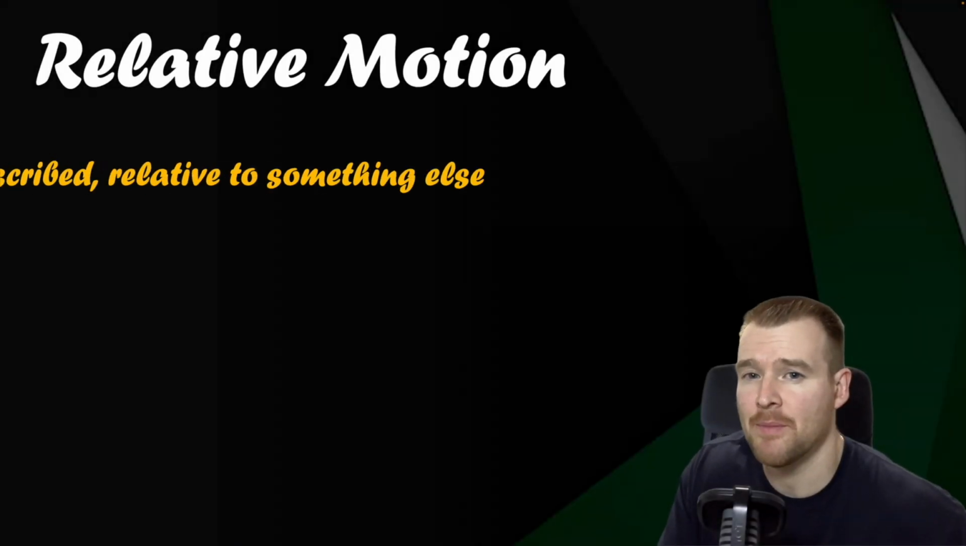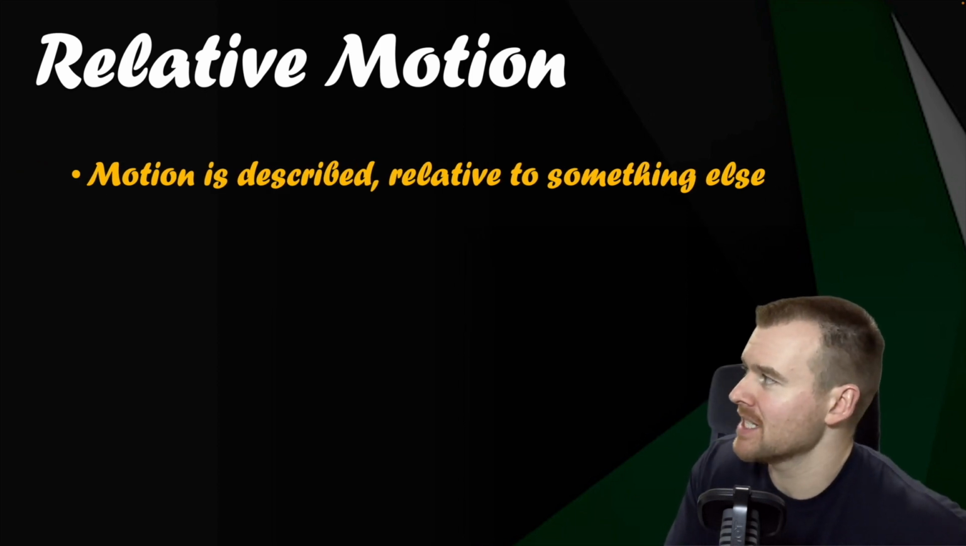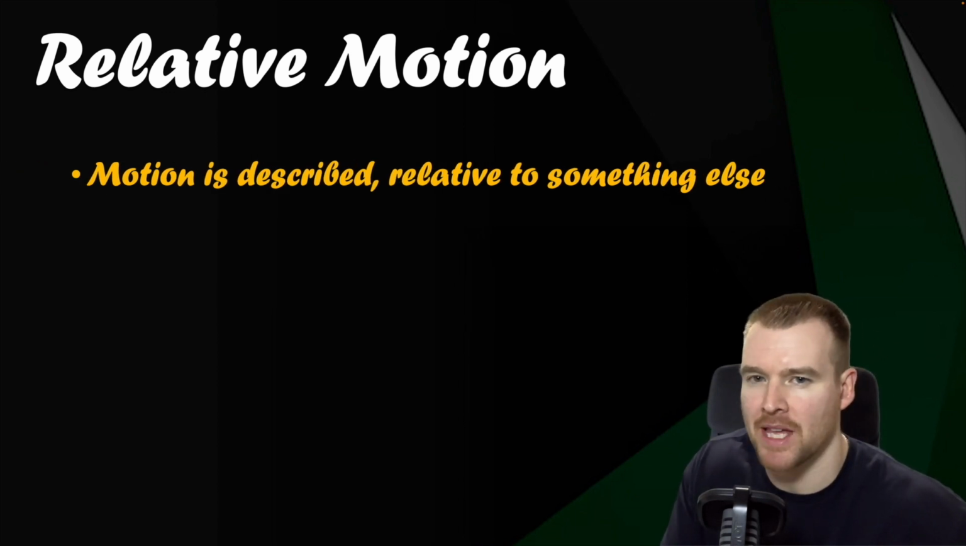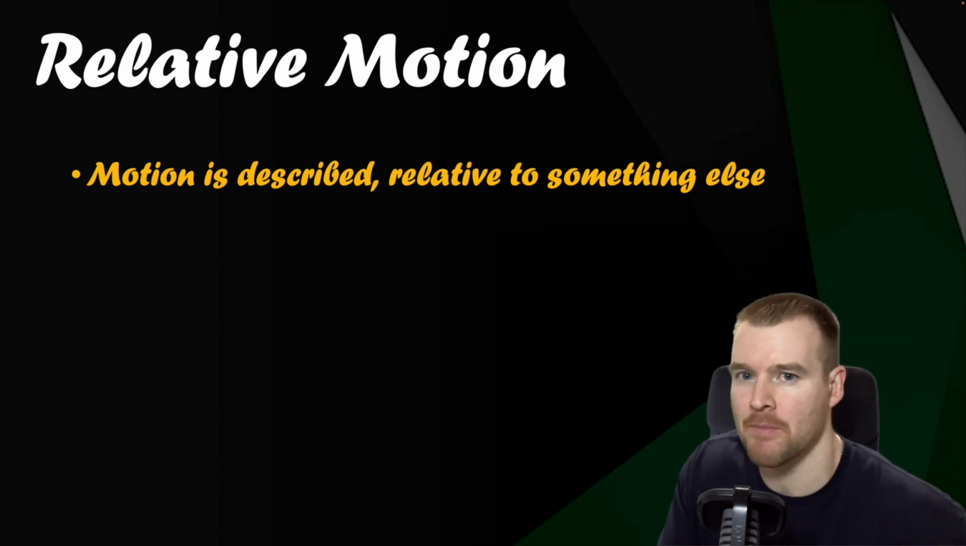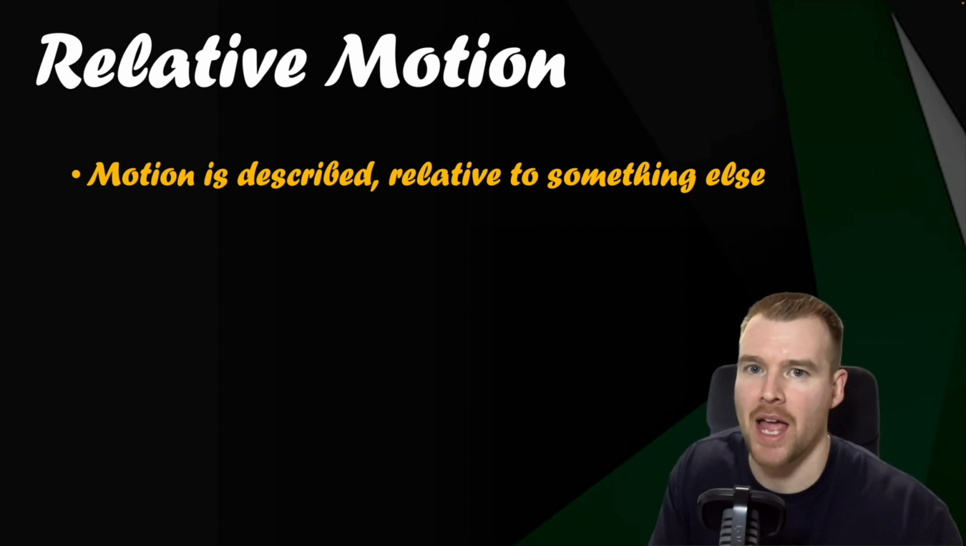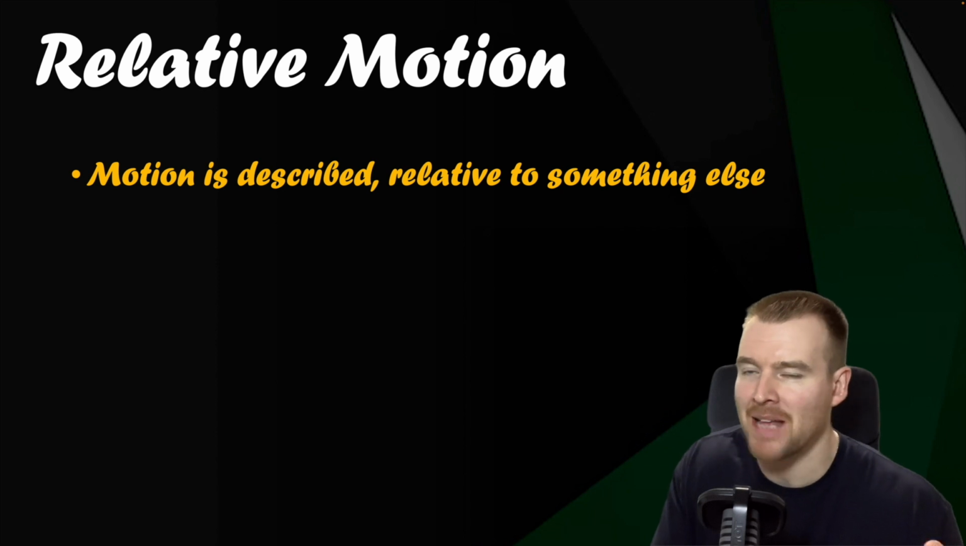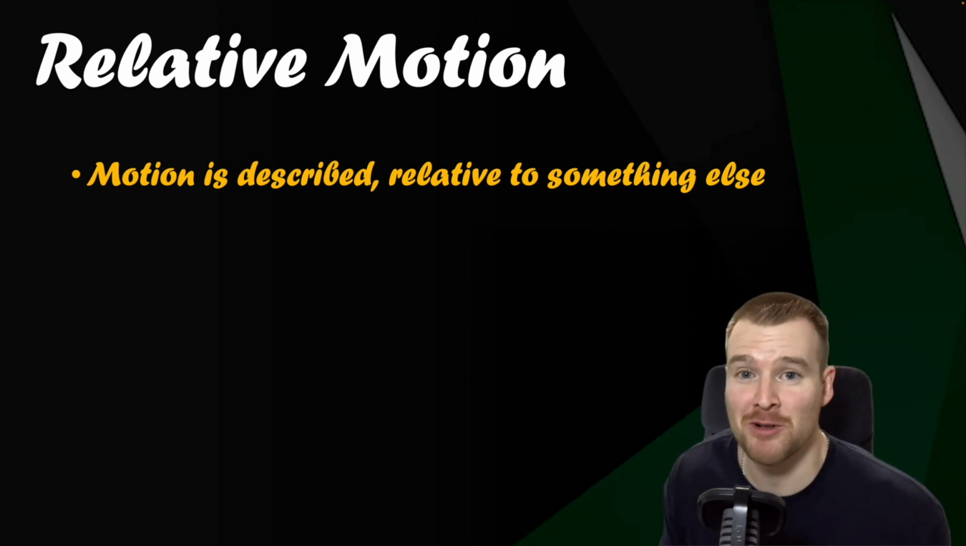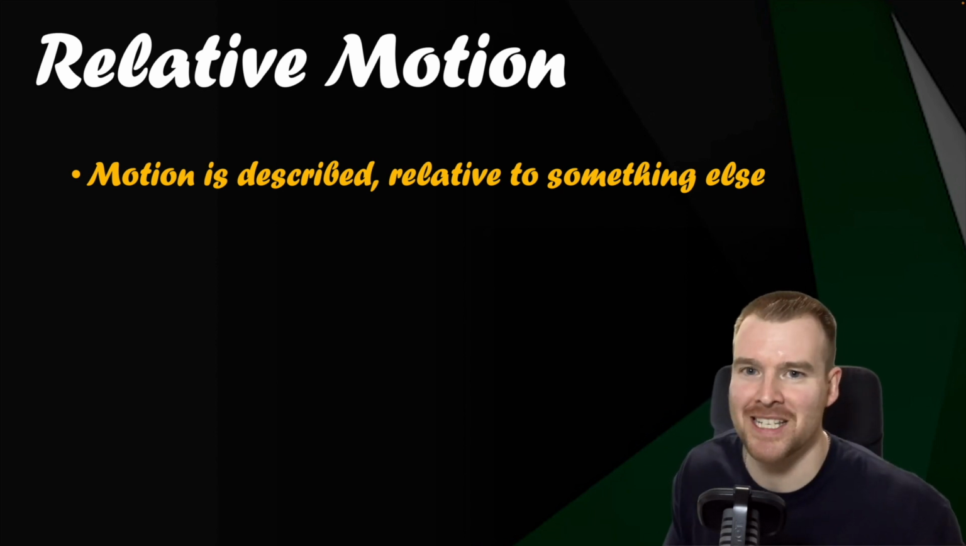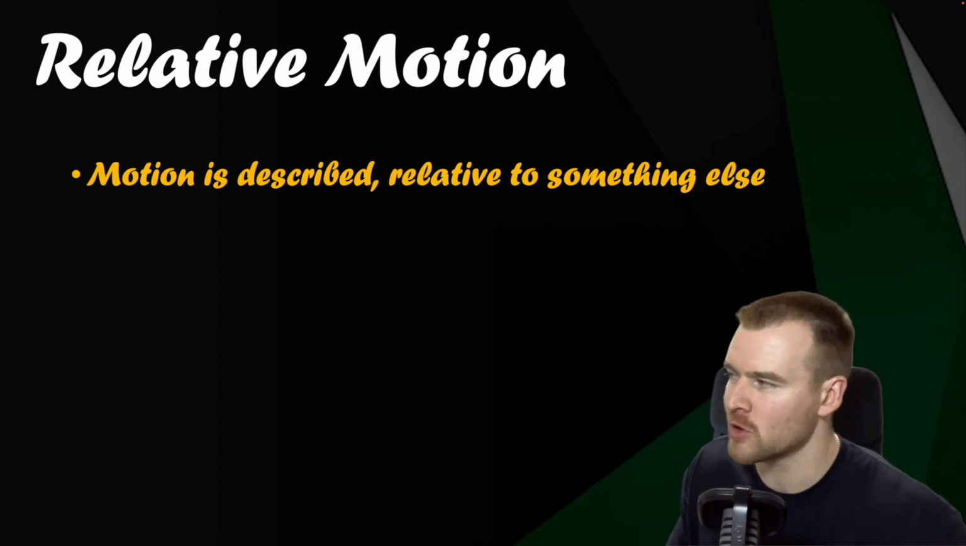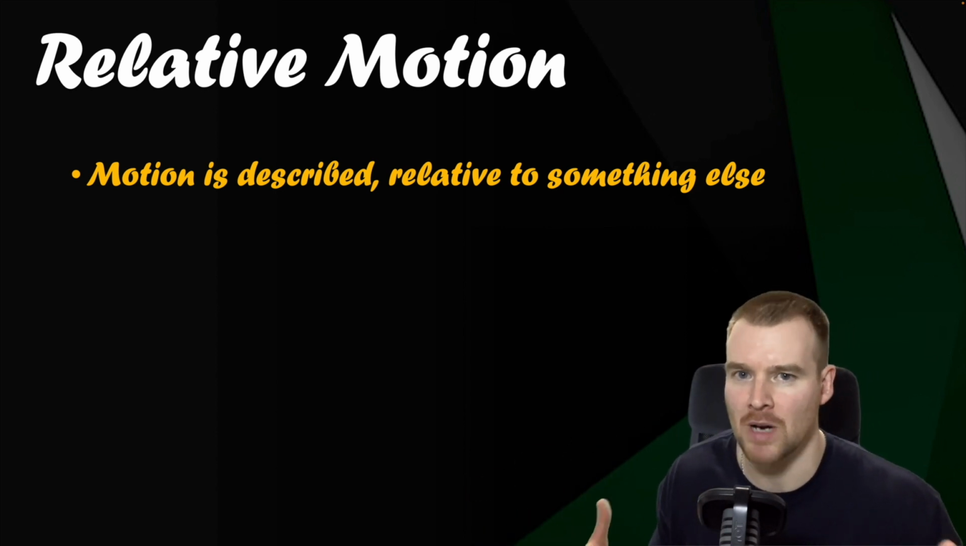Okay, so when talking about motion, motion has to be described relative to something else. So it basically means compared to something else. If you say you're driving down the highway at 100 kilometers per hour, it has to be compared to something else. And usually we always compare to what we consider to be stationary, which is like the ground. So I'm going 100 kilometers per hour relative to the ground.